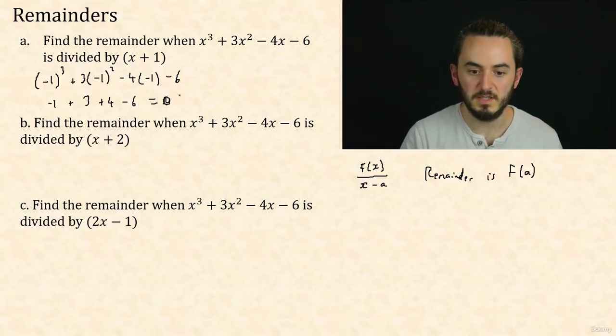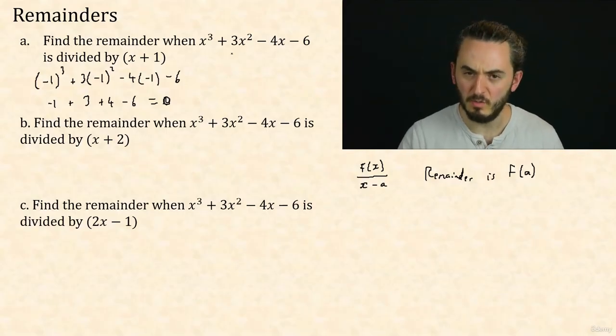And so that means that this one goes into that perfectly. Now, as we'll see in a future video, that actually means that this is a factor of that. It's like saying if the remainder when you divide 20 by 2 is 0, it's because 2 goes into 20. We'll look at more of that in a future video.